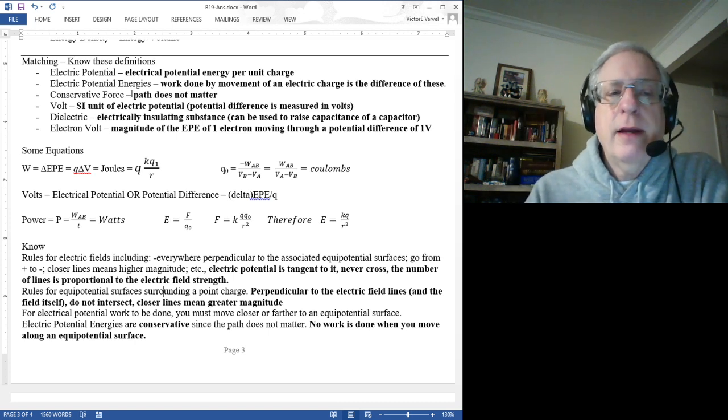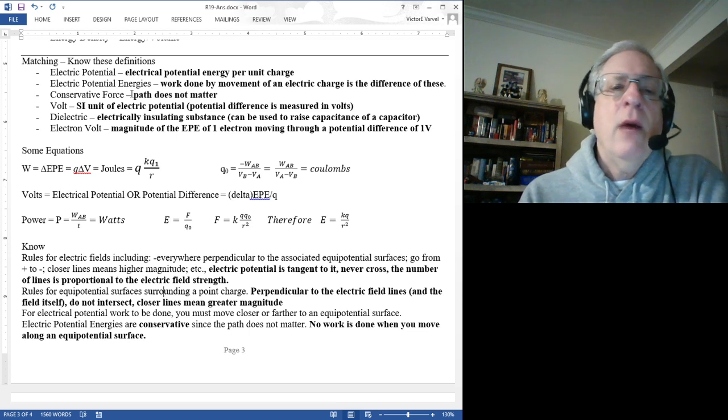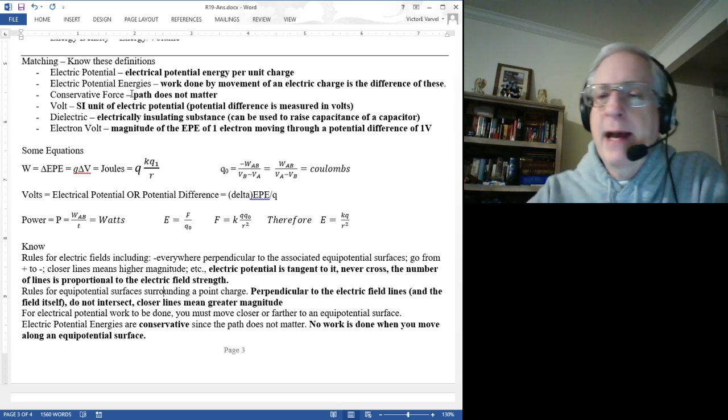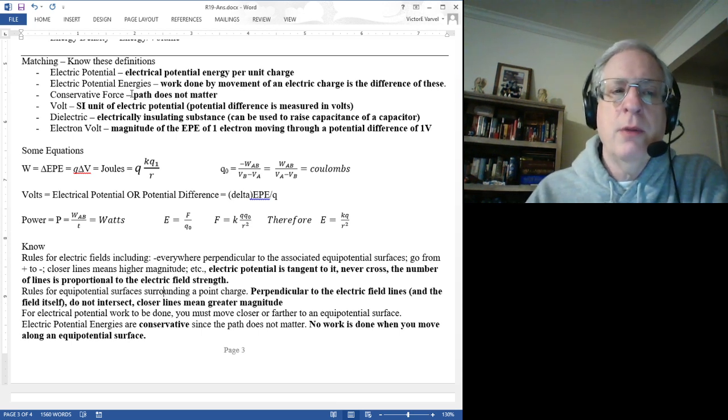A dielectric, what do I want you to know about a dielectric? A dielectric is, by definition, an electrically insulating substance. However, if you place these dielectrics within a capacitor, they can be used to raise the capacitance. So those are the two things I want you to know about that word.